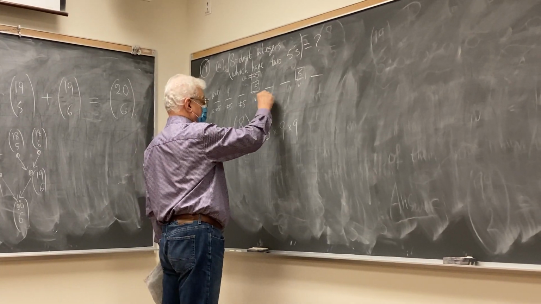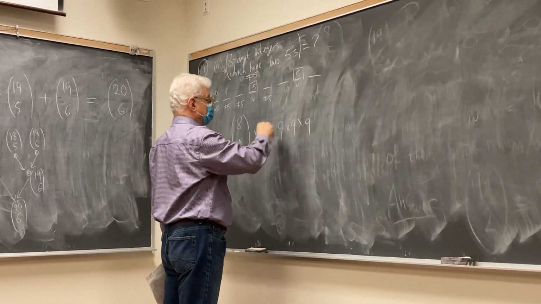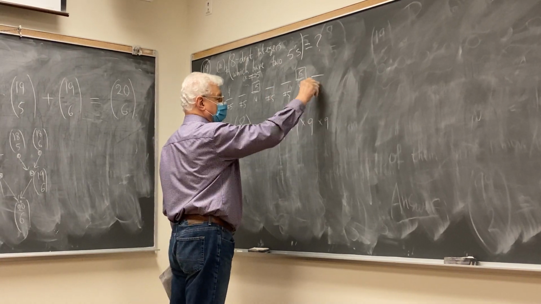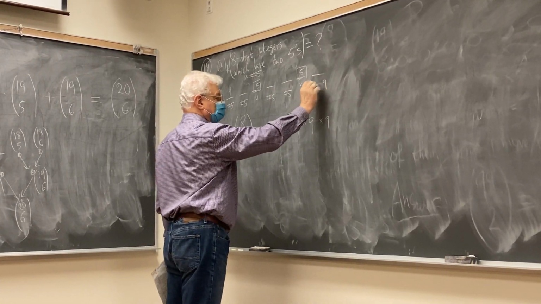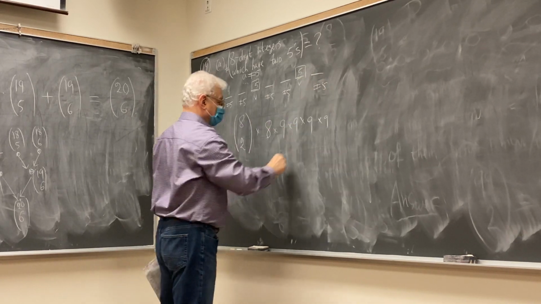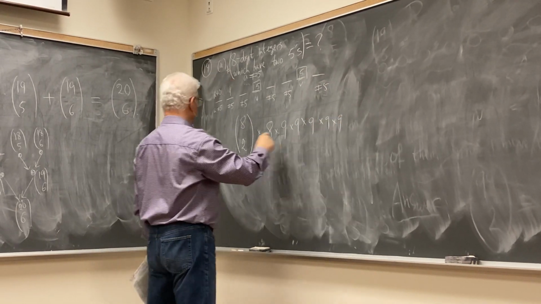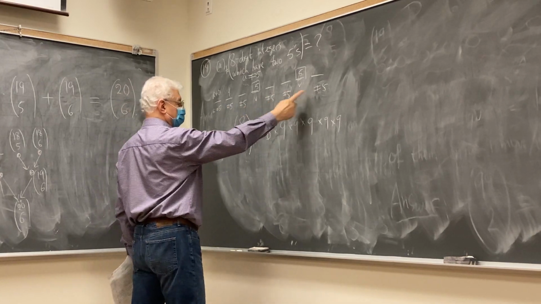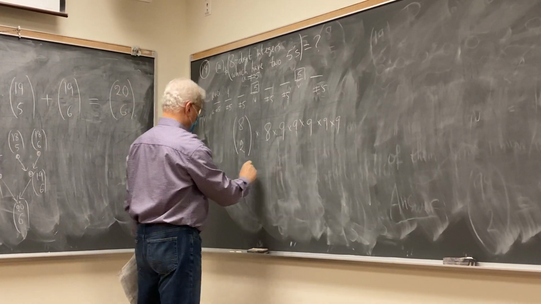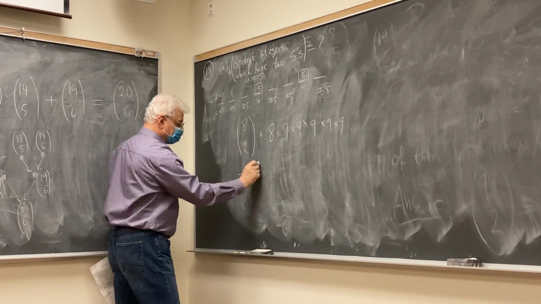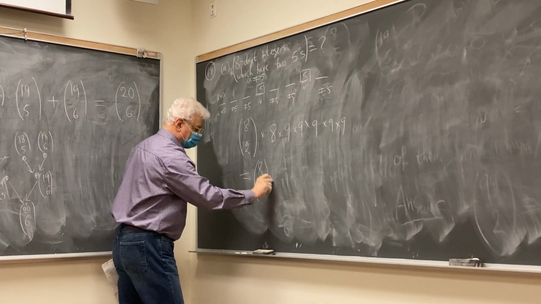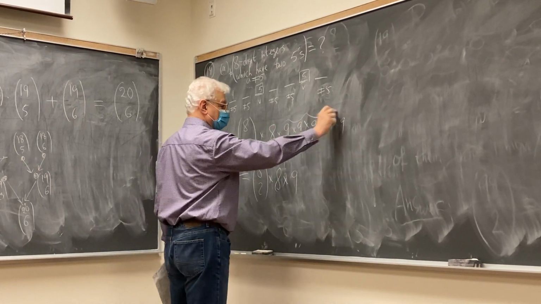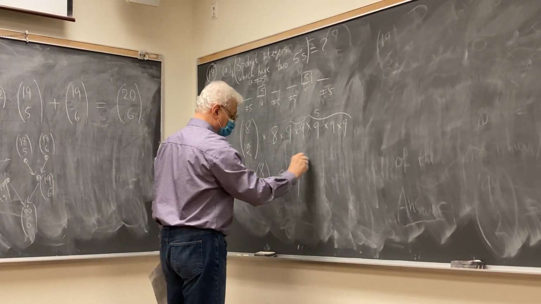Next is not 5 again, so 9 possibilities. And finally, it's not 5, and so we have 9. How many 9s? 1, 2, 3, 4, 5. So therefore the answer is 8 choose 2 times 8 times 9 to the power 5.